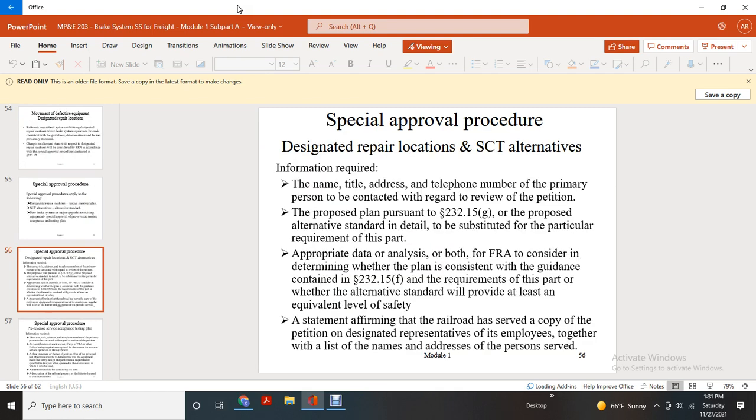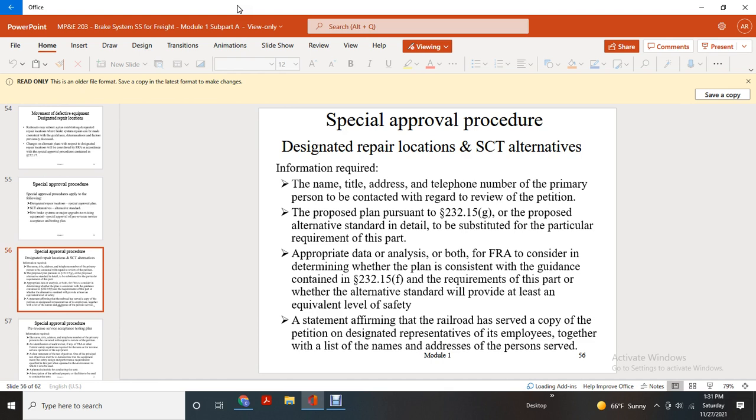Special approval to proceed with the designated repair location, alternative standard, with the information: the name, title, address, and telephone number of the primary person for contact regarding the petition, the position of the proposed plan pursuant to 232.15(g), the proposed alternative standard with detail substituting for a particular requirement, with the appropriate data and analysis for the FRA to consider.